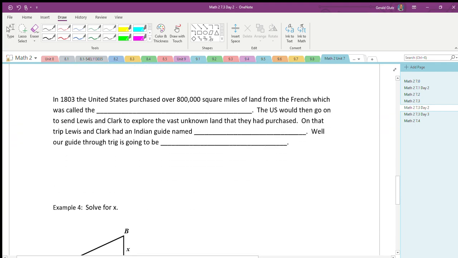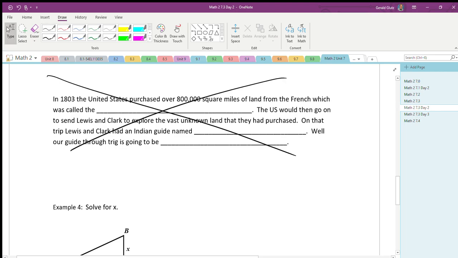So moving on to the next page, you can skip this little story. My story's better.